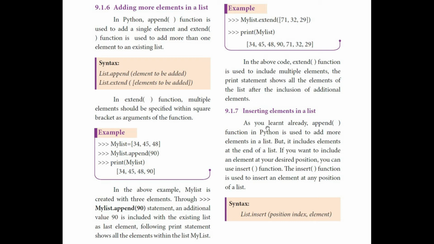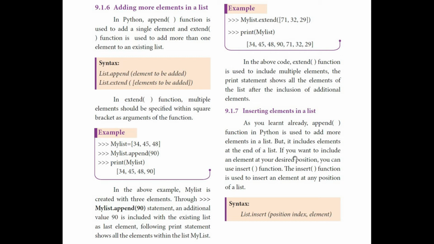So the correction in this paragraph: as you learned already, the append function in Python is used to add a single element in a list. Here in your book it was given as more elements, so change it to add a single element in a list, which is included at the end of the list. So we'll use the append function to add a single element, but it can be added only at the end of the list.